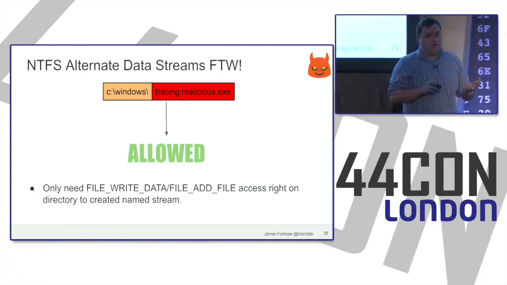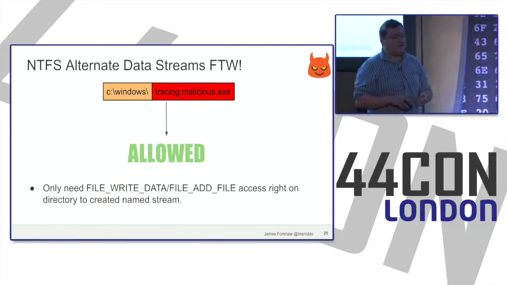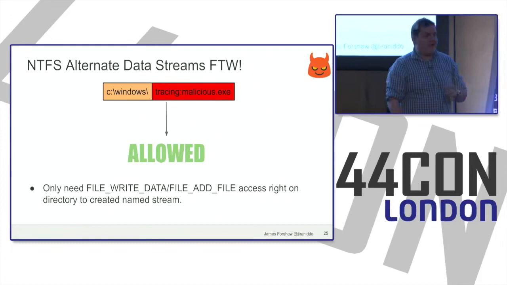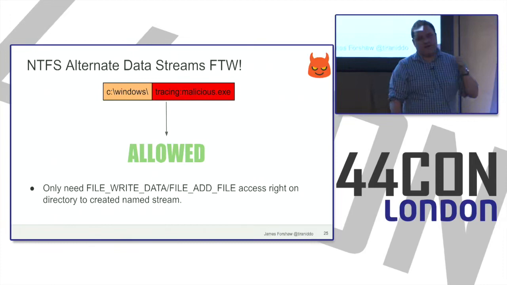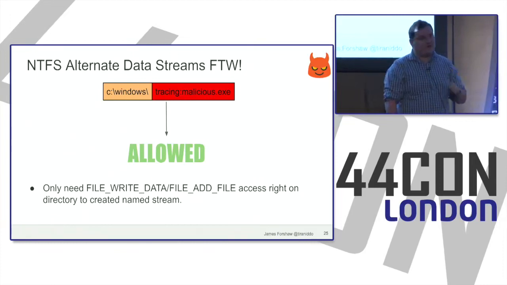So all you need to do is write an alternate data stream to the tracing directory, and as far as the system service is concerned, it is actually a file inside Windows, even though kind of it isn't. That's kind of cool. And all you need is file write data permissions to that directory. So any directory you can create a file in is theoretically vulnerable to this sort of attack, and who knows, maybe you'll find another use for that somewhere else.